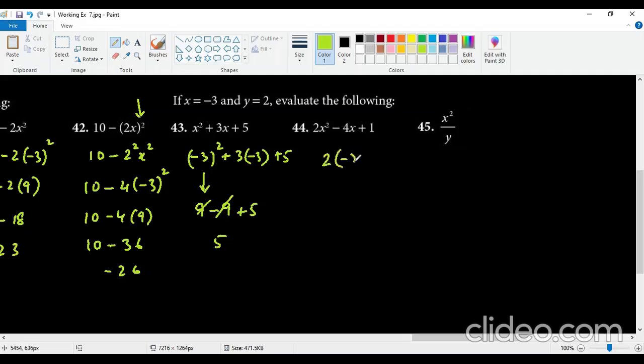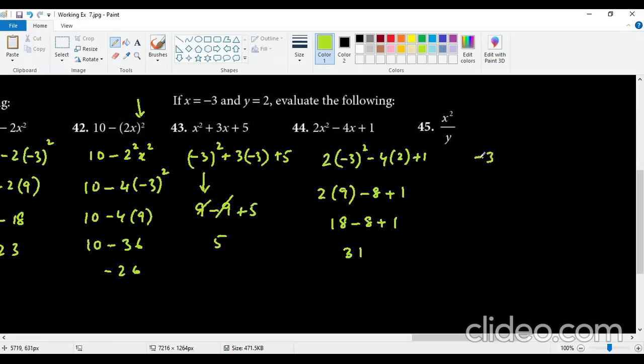Now 2 is multiplied by the value of x squared, that means negative 3 squared, minus 4 times the x value, which is negative 3, and plus 1. That means 2 is multiplied by 9 and minus 8 plus 1. That means 18 minus 8 plus 1. So 44 is going to give you a 31 with the calculation.